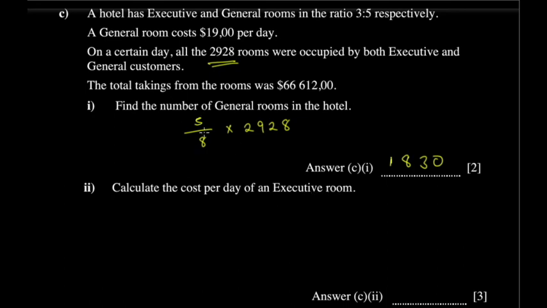Now calculate the cost per day of an executive room. So we're continuing in our modeling here. You want the cost per day for an executive room. So before doing anything, you can just let the required cost, to save time, be X. So if it's X, to get the total money here, we say the required cost per executive room multiplied by the number of rooms for executive.